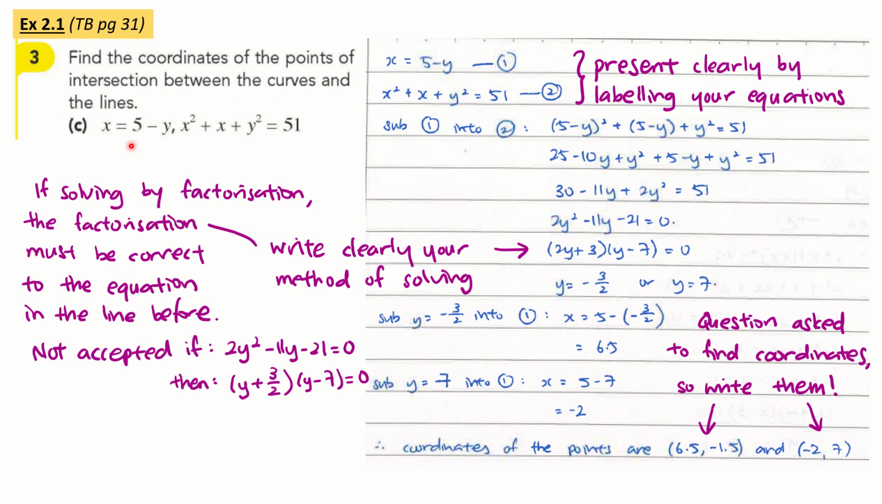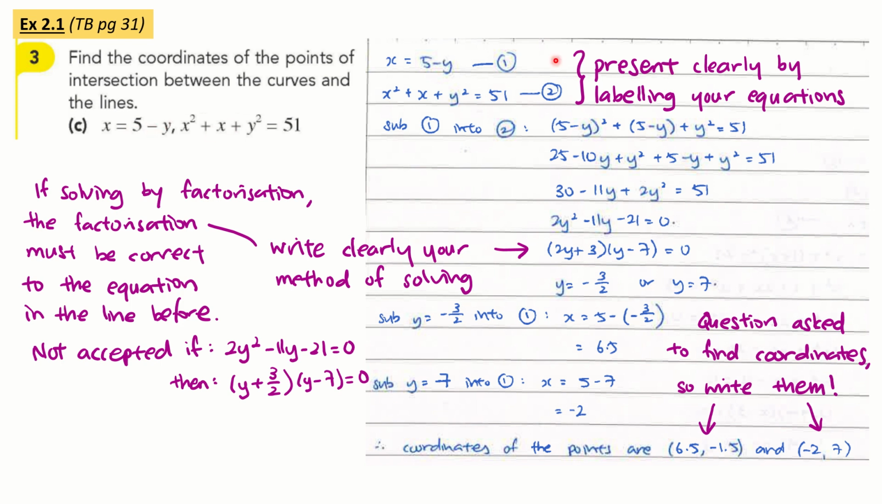We have the line x equals 5 minus y and x squared plus x plus y squared equals 51. Very often I notice that many of you jump directly into solving without reading the question in the complete form. So in this question, we want to find the coordinates, and many of us are aware that we have to do it by solving simultaneous equations.